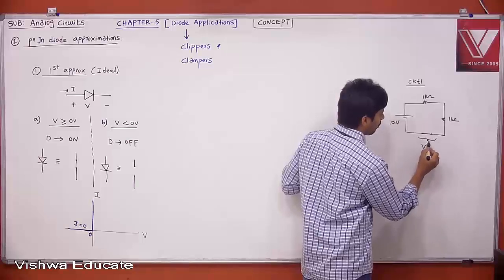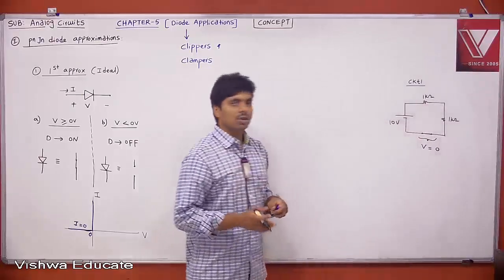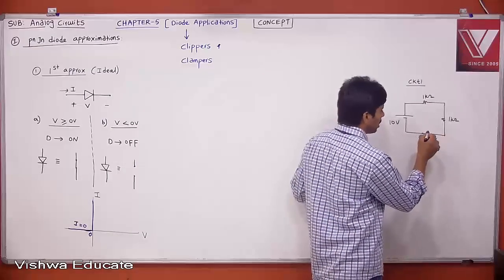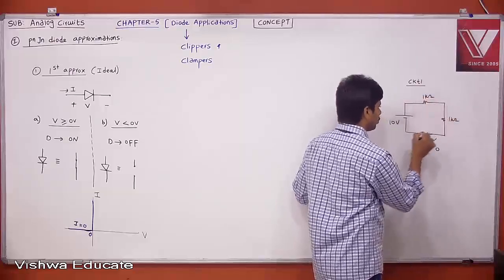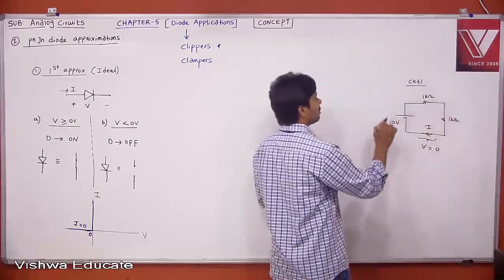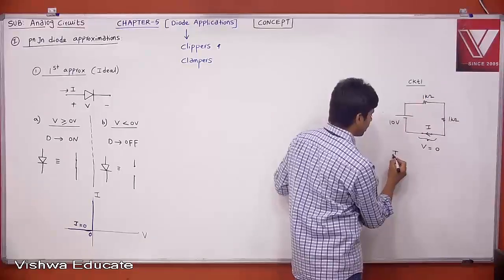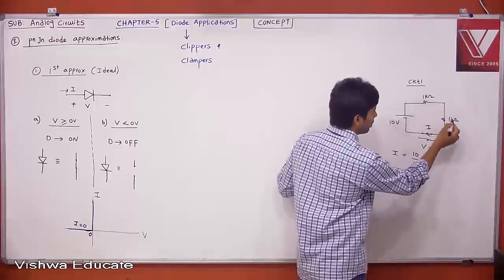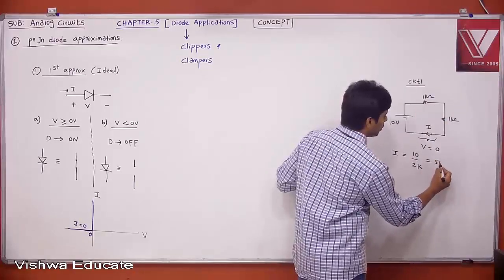The voltage drop of a short circuit is equal to 0, right? The voltage drop across the short circuit is 0. But tell me what is the current flowing through it. The current flowing through it is nothing but the current flowing in the loop. Therefore, I is equal to 10 divided by 1K plus 1K, 2K, which is basically 5 milliampere.